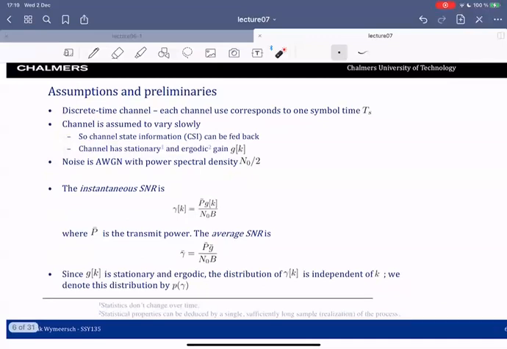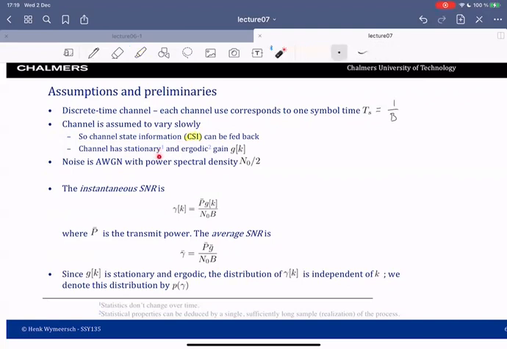We will start with some assumptions. They are not too strict, but it's good to make them explicit. We'll have a discrete time channel. Every time we use a channel, this corresponds to one symbol time, which is approximately 1 over the bandwidth. The channel varies slowly in time, so that channel state information can be fed back. Channel state information is often abbreviated with CSI. It's a good word to know.